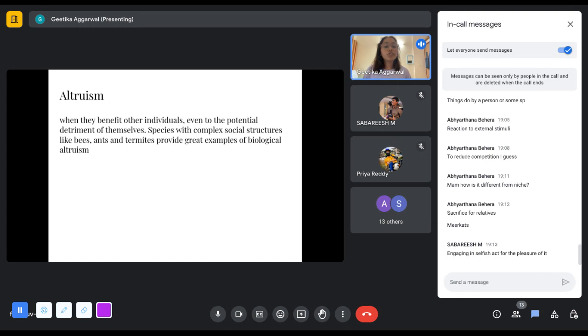So why do we see altruism? Why should I sacrifice for anybody else? How do you justify altruism? Can anyone provide me with an answer for that? Why do you think I should sacrifice for my relatives?